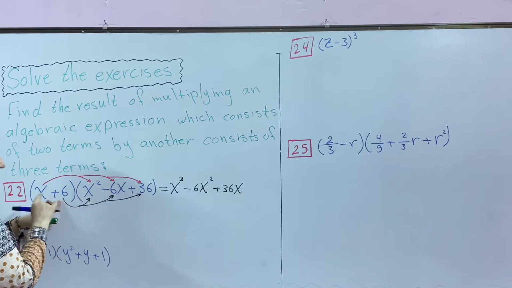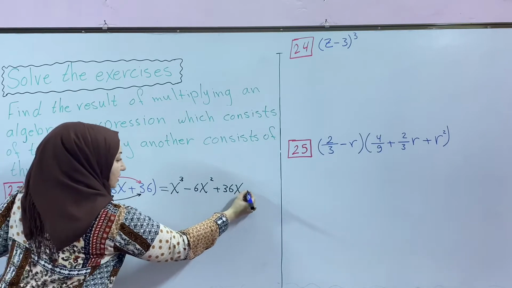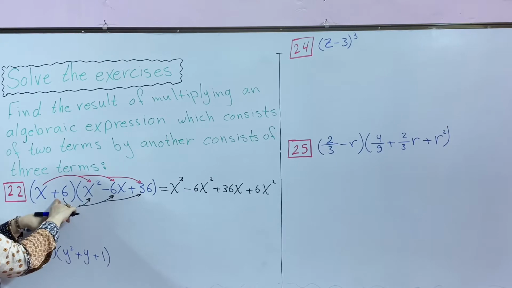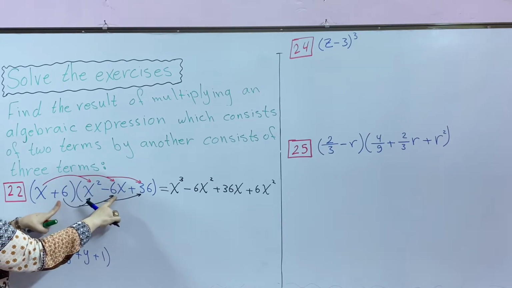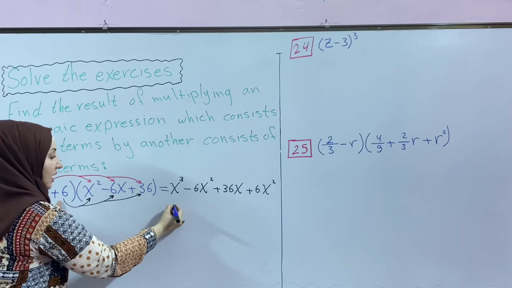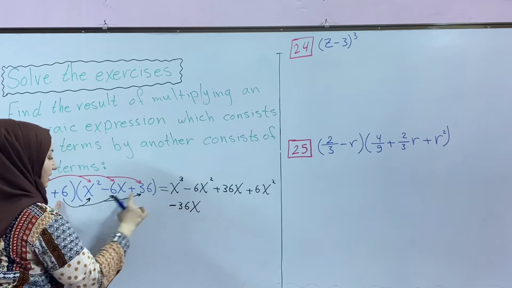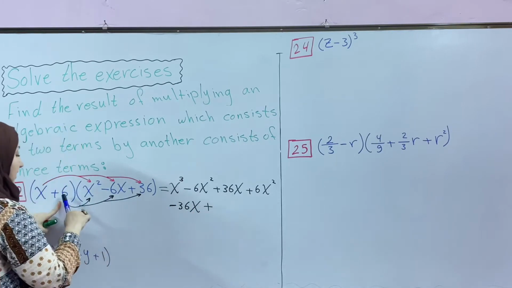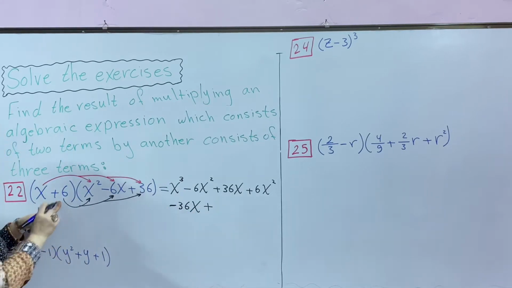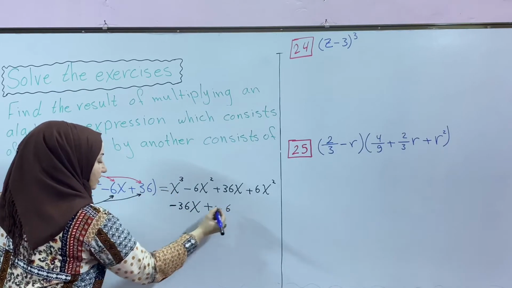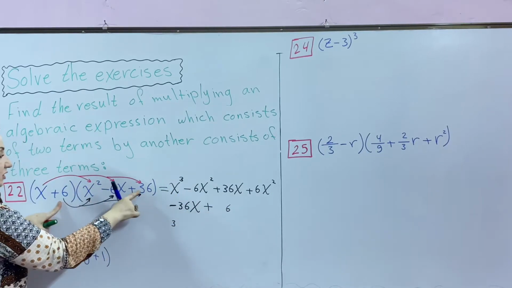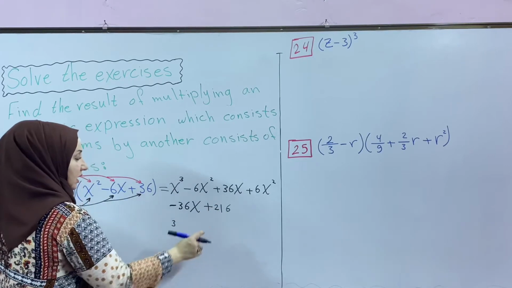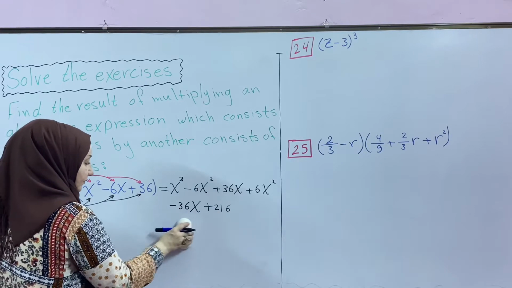Positive 6 multiplied by x squared will be positive 6x squared. And positive 6 multiplied by negative 6x will be minus 36x. Positive multiplied by positive is positive. 6 multiplied by 36, 6 multiplied by 6 is 36. 6 multiplied by 3 is 18, plus 3, 21. And it will be 216.